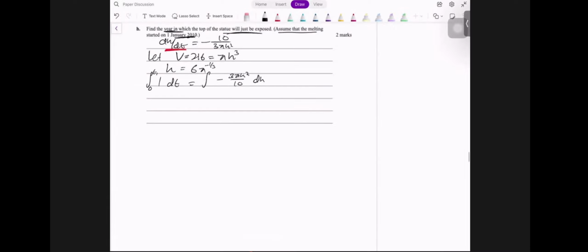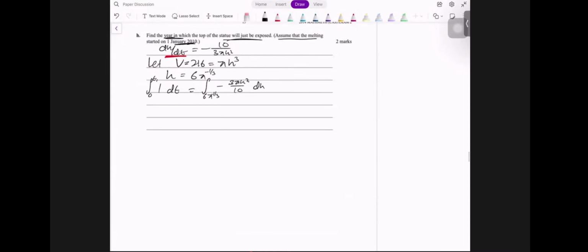So if I separate these variables here, we get the integration of dt of 1, from 0 to, let's say, t1. We're integrating dh, so let's integrate negative 3 pi h squared over 10 dh. Initially the height is 6 pi to the negative a third, and we're reducing to when the top of the statue will just be exposed, which is just 1 meter. You simply calculate this and you'll get some weird value, but the approximate will be 21.29 years.